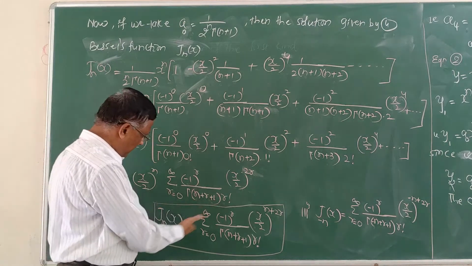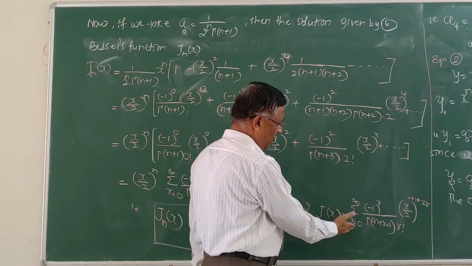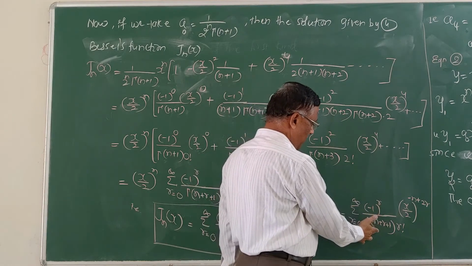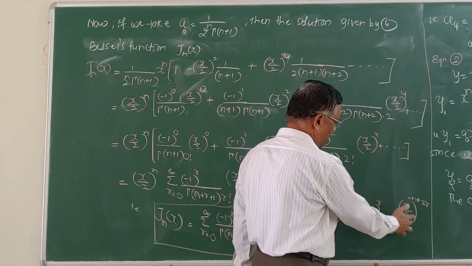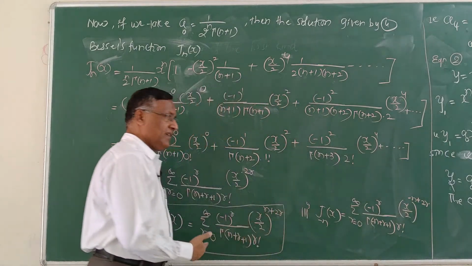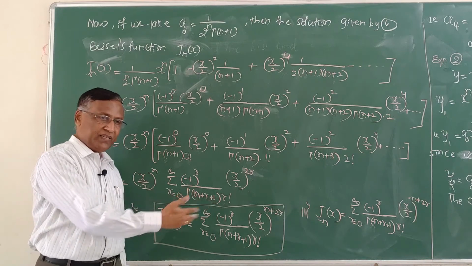Similarly, if you replace n by minus n, you will get J minus n of x equal to summation r equal to 0 to infinity minus 1 raised to r divided by gamma minus n plus r plus 1 into r factorial into bracket x by 2 raised to minus n plus 2r. This is the series solution of the Bessel differential equation leading to the Bessel functions.